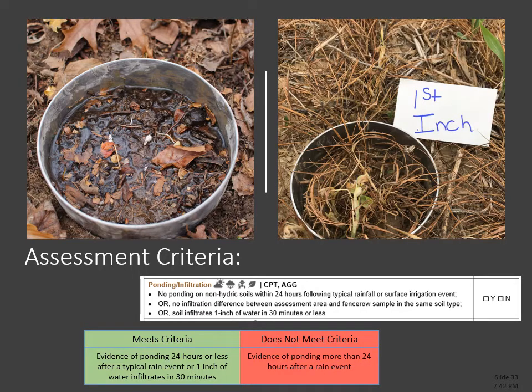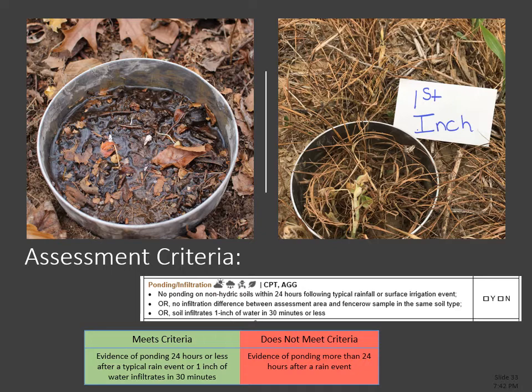Assessment criteria for ponding or infiltration is to have no evidence of ponding on non-hydric soils within 24 hours following a rainfall event. And if you are looking at infiltration, the best thing you can do is either, one, compare a cropland area to a fence row sample of the same soil type and see if they have the same or different infiltration, or two, if you are just looking at that assessment within a field, see if that water infiltrates within 30 minutes or less.